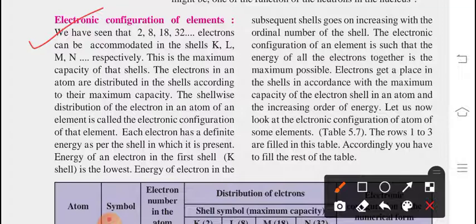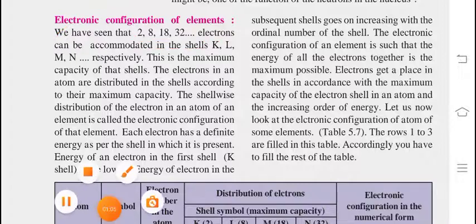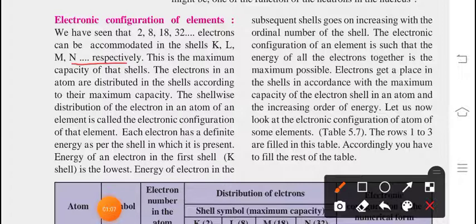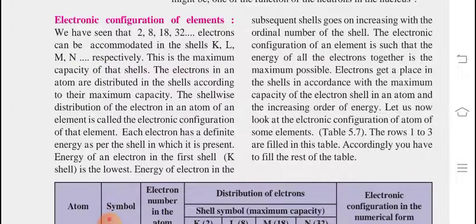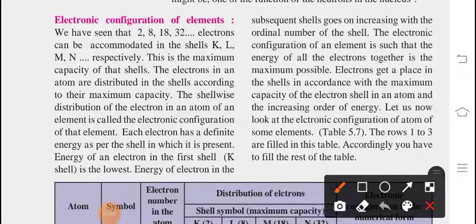We have seen that 2, 8, 18, 32 electrons can be accommodated in the shells K, L, M and so on respectively, as we saw in the last lecture. This is the maximum capacity of that shell. In the first shell, 2 electrons can be there. In the second shell, only 8 electrons. In the third shell, only 18. Above 18 it is not possible; there will be no possibility of a 19th electron in that shell. So that is the maximum capacity of the shells.